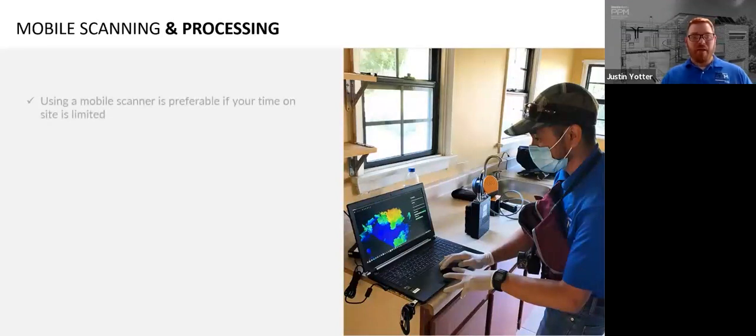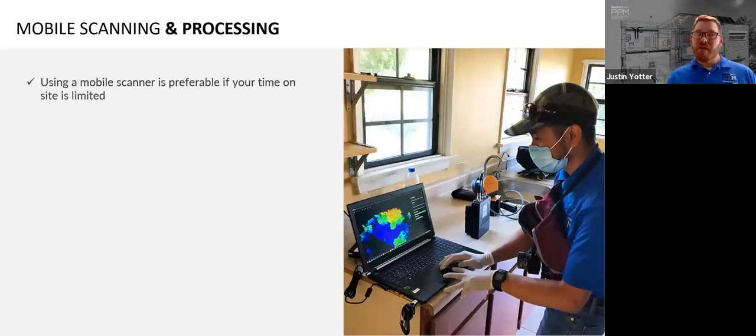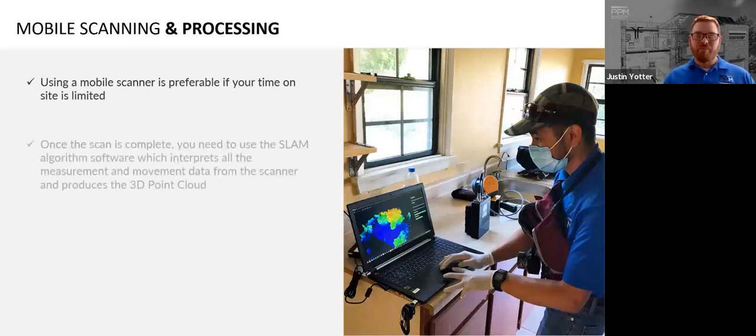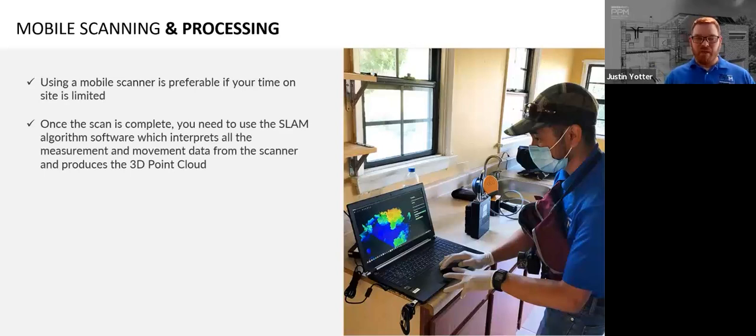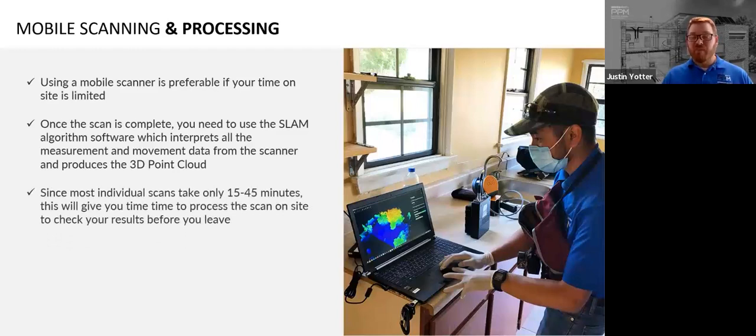So let's talk now a little bit about mobile scanning and processing. Using a mobile scanner is preferable if your time on site is limited. Once the scan is complete, you need to use the SLAM algorithm software, which interprets all the measurements and movement data from the scanner and produces the 3D point cloud. Since most individual scans take only 15 to 45 minutes, this will give you time to process the scan on site to check your results before you leave.